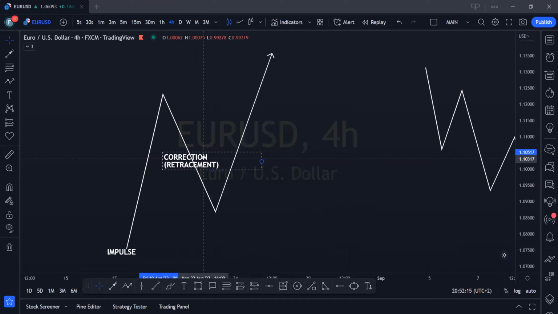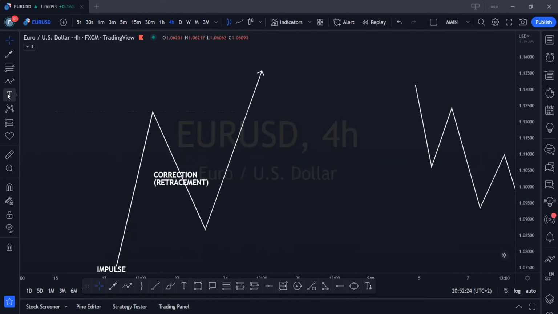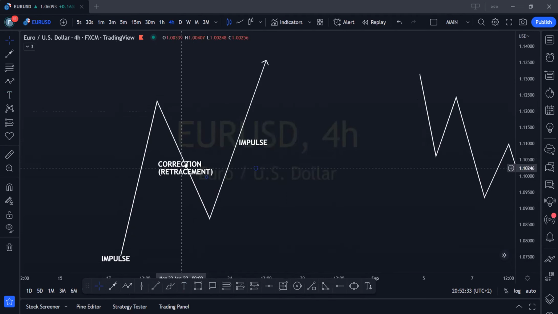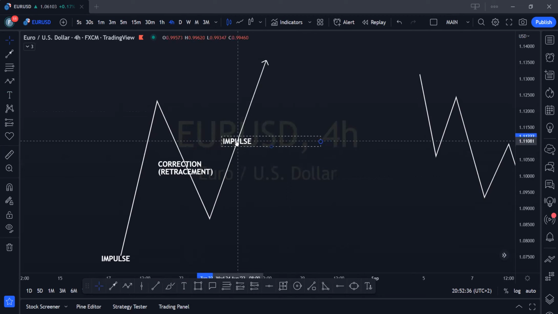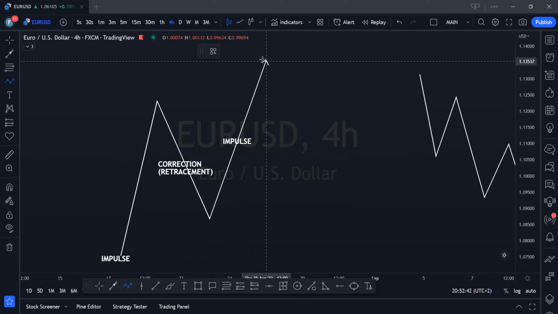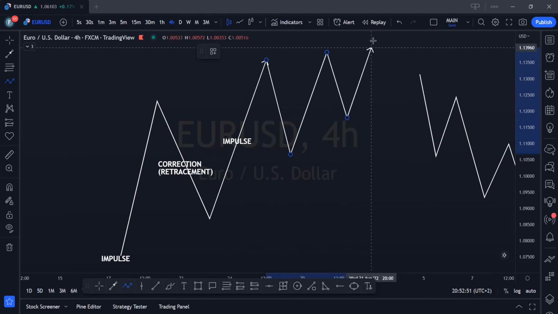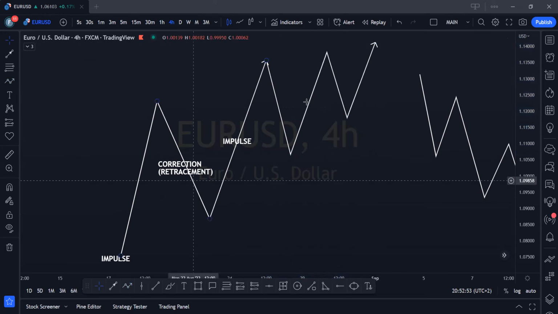Okay, but the right word for it is a correction, because it's a corrective move. And then the last move in a trend is another impulse. So a trend is made up of an impulse move, the correction, and then another impulse move. And then a trend can continue. So if the trend would continue, you see price will form another correction, and then another impulse, right? And then another correction, and then another impulse. Okay, so this is how an uptrend will look like.